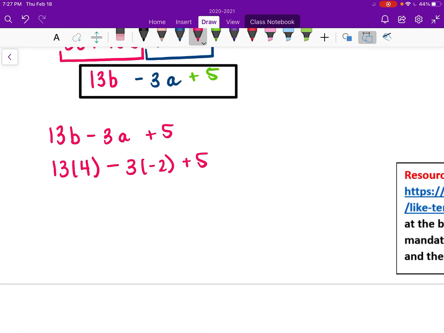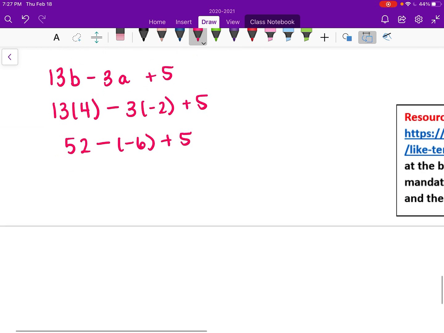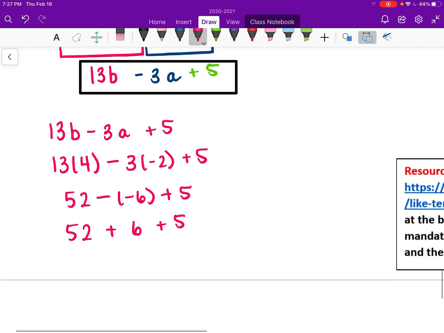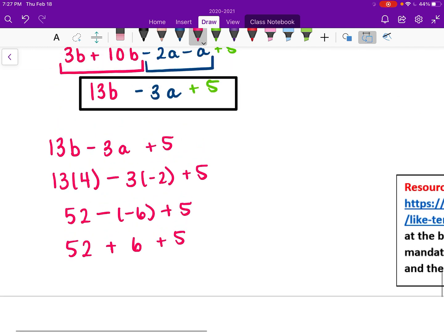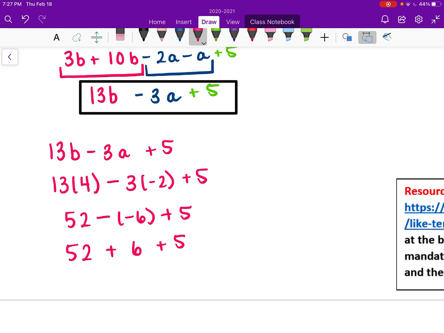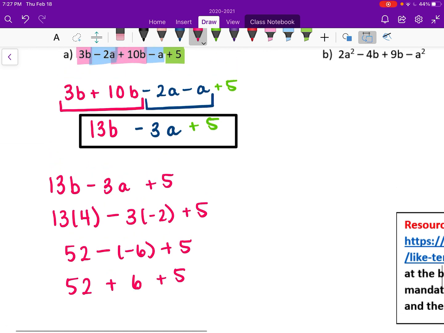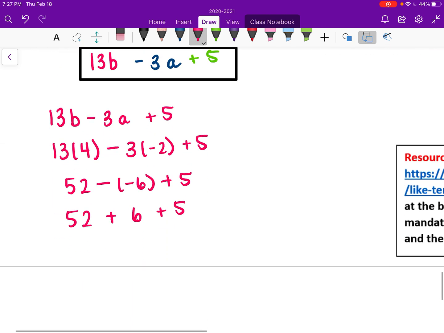So I'm going to do 13 times 4, which is 52, minus 3 times negative 2 is negative 6, plus 5. Now I'm going to take this negative and this negative, it's going to become a positive. Positive 6 plus 5. 52 plus 6 plus 5 is equal to 63. And that is my answer.